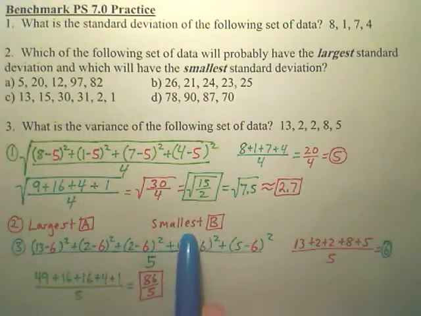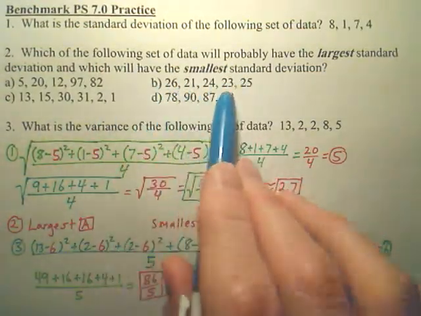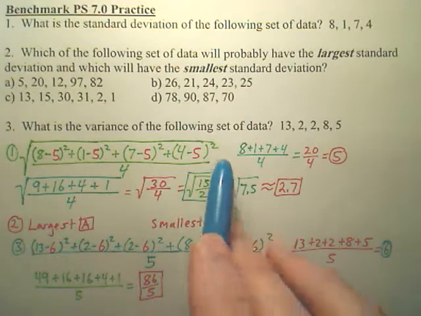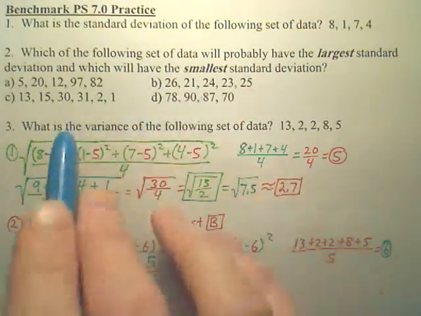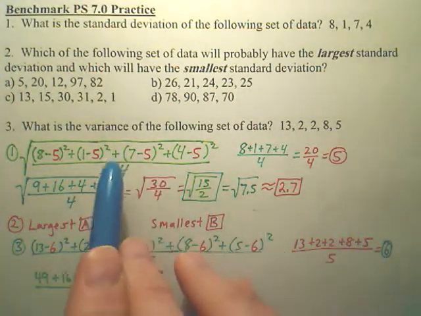Where B is the smallest, because if you look at this, look at all 3 sets of data. Isn't B have the closest united numbers? The numbers are closest together on a number line. So that's kind of the basic idea of how to spot big or large standard deviations. Depends on how spread out the data is.